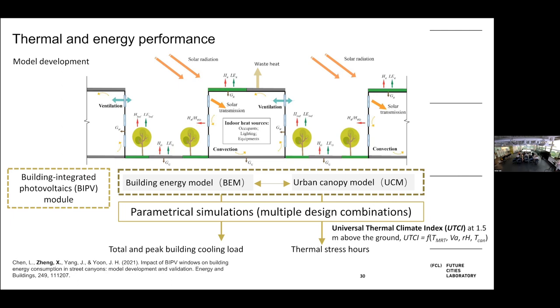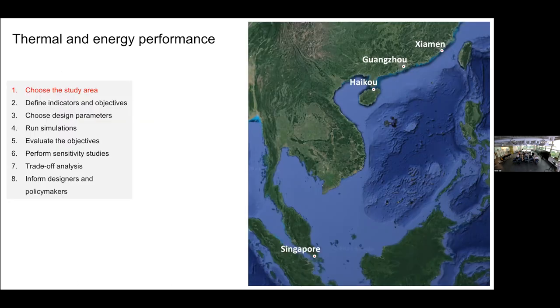Okay, so for our case study, I will present four coastal cities: Xiamen, Guangzhou, Haikou, and Singapore. All four of them are located in tropical or subtropical regions.